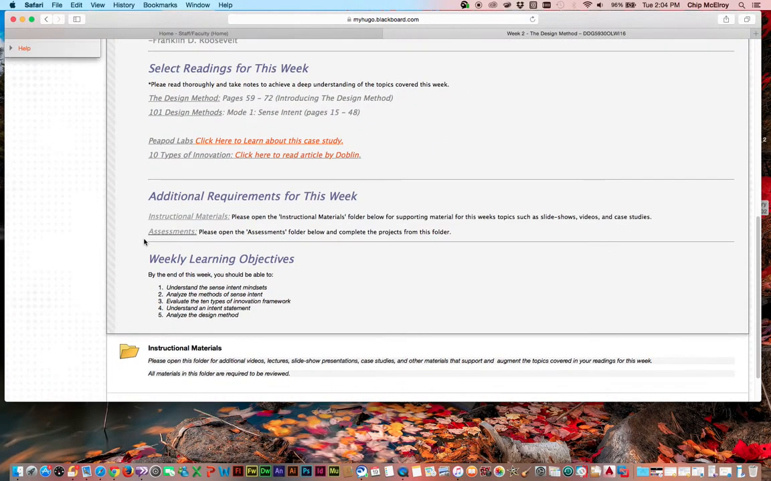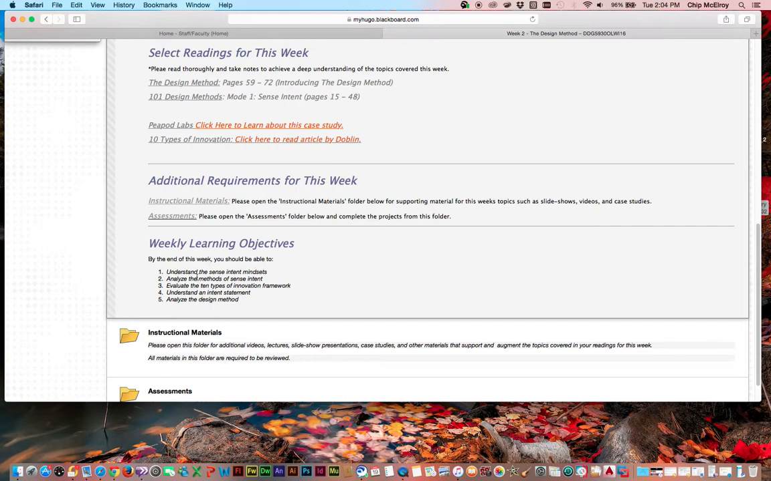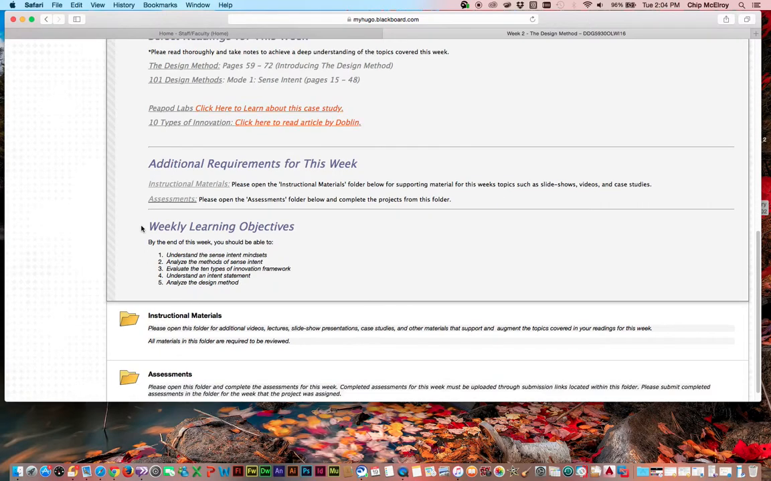Let's scroll down and see what the learning objectives for week 2 are: to understand the sense intent mindsets, analyze the methods of sense intent, evaluate the 10 types of innovation framework, understand an intent statement, and analyze the design method.